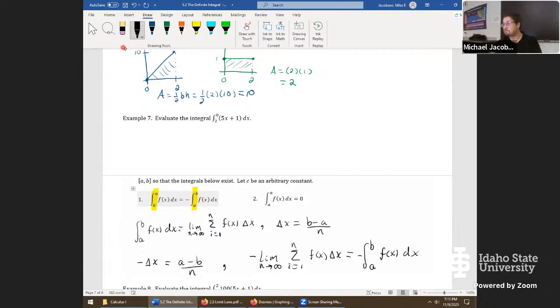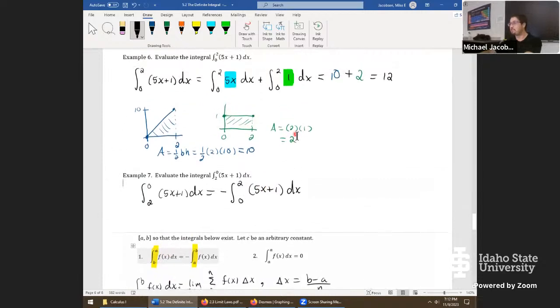So let's start out by writing the definite integral from 2 to 0 of 5x plus 1 dx is just as good as, let's throw in a negative sign in front of the whole integral, swap the limits of integration, so now it's 0 to 2 of 5x plus 1. So that's the whole use of formula number 1 right there.